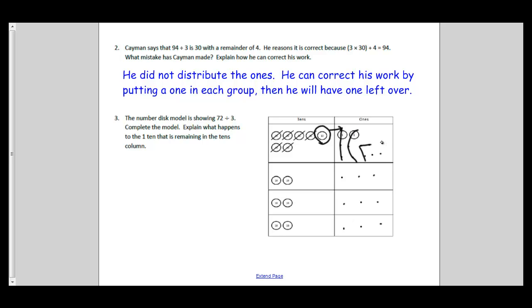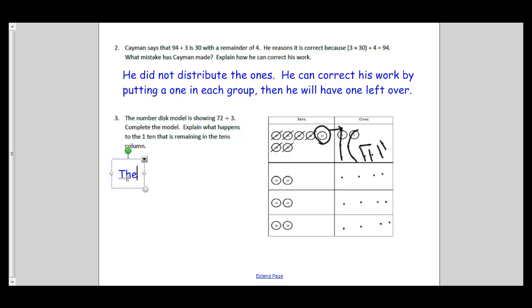3, and then I have 3 left over. So that means that I can put 1 in each group. It's just a little shortcut. So I finished the model. Now it says explain what happens to the 10 that is remaining in the tens column. So let's just explain that. All we have to do is just say exactly what we did.